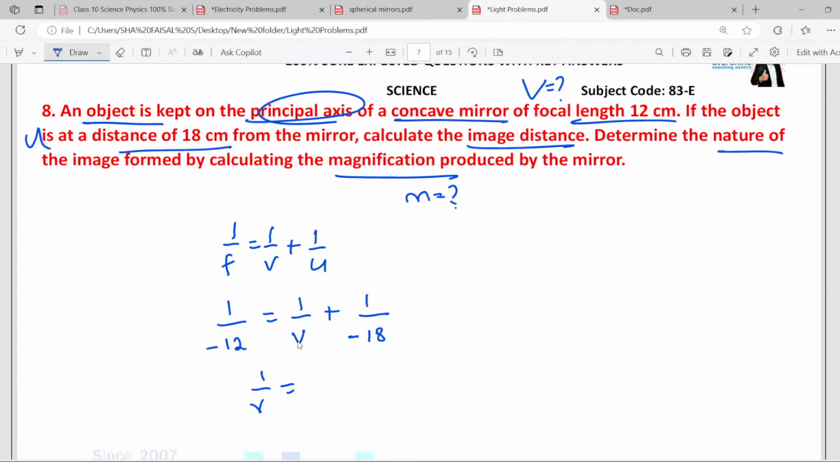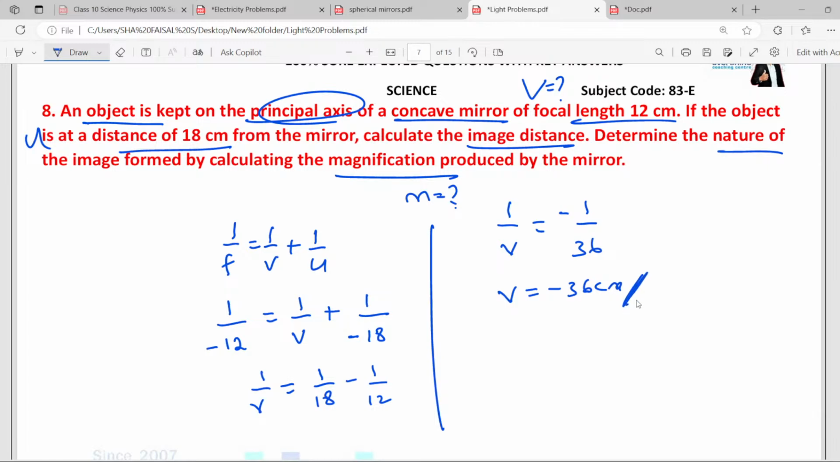1 by v is equal to, keep 1 by v as it is. The 1 by minus 18 goes to that side, it becomes plus 1 by 18. 1 by minus 12 will become minus 1 by 12. Then 1 by v is equal to 1 by 18 minus 1 by 12. If you simplify this value, you will get the answer as minus 1 by 36. So v is minus 36 centimeter.